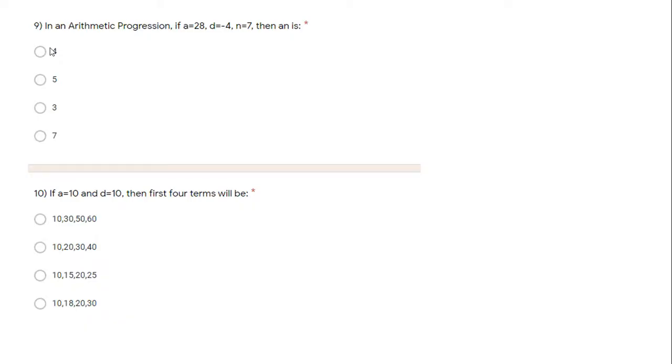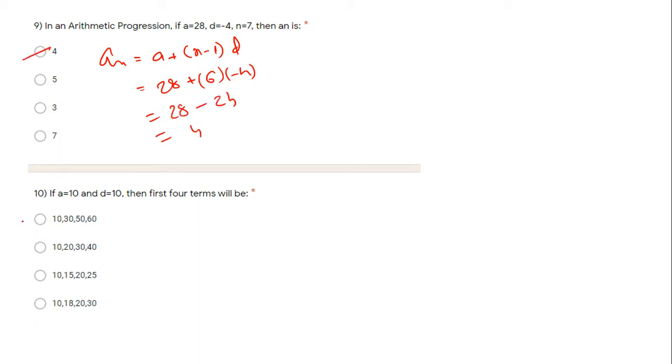Which formula here should we apply? A, D, N, all things are given. A_n we have to find. Nth term formula: a_n is equal to a plus (n minus 1) into d. All data are given. So if you put the values, 28 plus (7 minus 1) which is 6, into d which is minus 4. 28 minus 24 is 4. A is the answer.